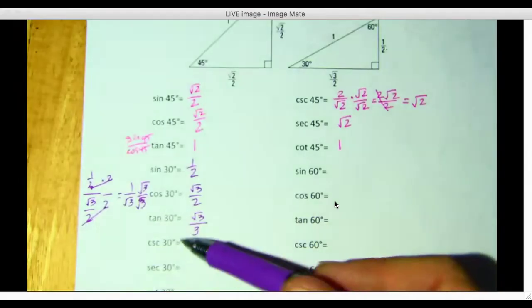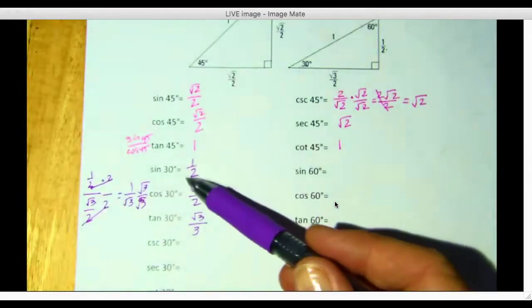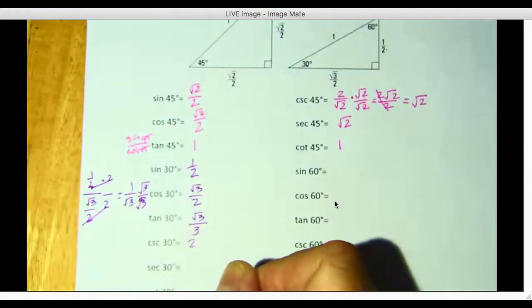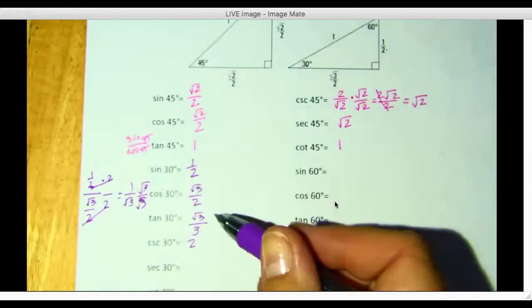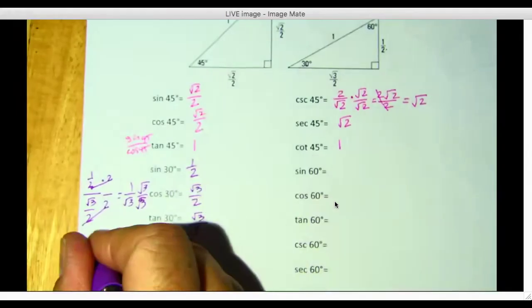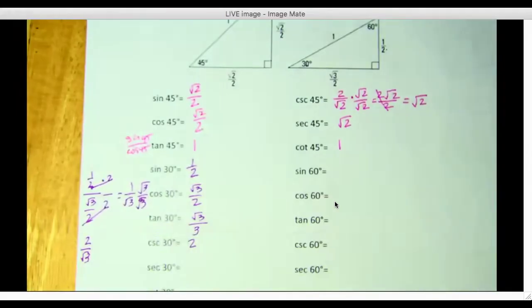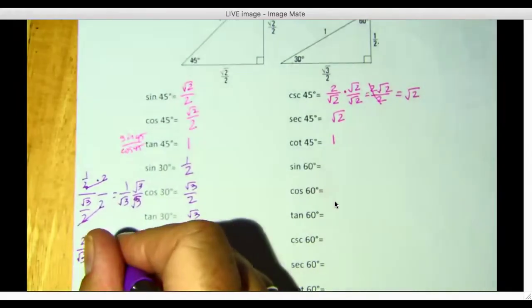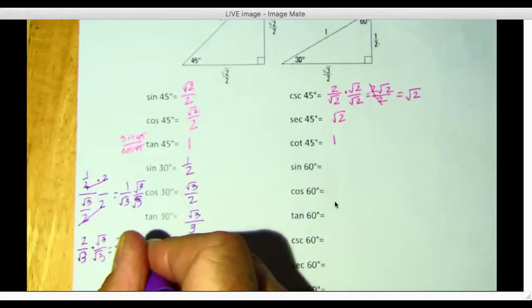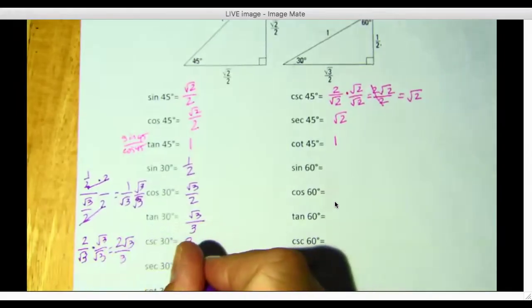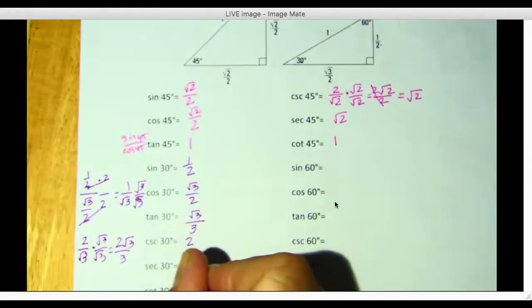Cosecant of 30 is the reciprocal of 1/2. Well, flipping 1/2, that is 2. Secant of 30 is the reciprocal of cosine, and flipping that, that becomes 2 over the square root of 3. But I need to rationalize, so root 3 over root 3 becomes 2 square root 3 over 3. So 2 square root 3 over 3.